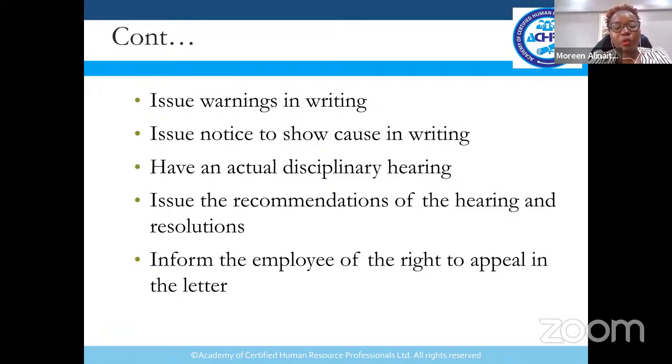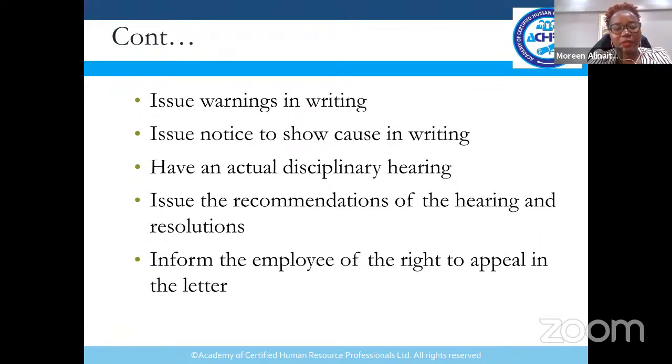Also make sure the employee comes with another employee of their choice, either as a witness or just to listen to the proceedings of that hearing. And after the hearing, when you do the minutes, make sure everybody signs the minutes before you make the decision to dismiss. What do we see happening in most organizations?